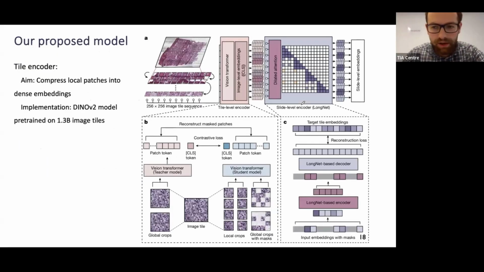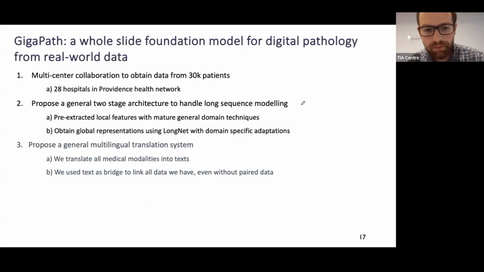Sorry, Hanwen, can I ask a quick question here? For those of us that aren't familiar with LongNet, can you just quickly explain what it is, and how it goes from domain-specific adaptations to handling multiple different inputs? Can you just explain what it's actually doing?